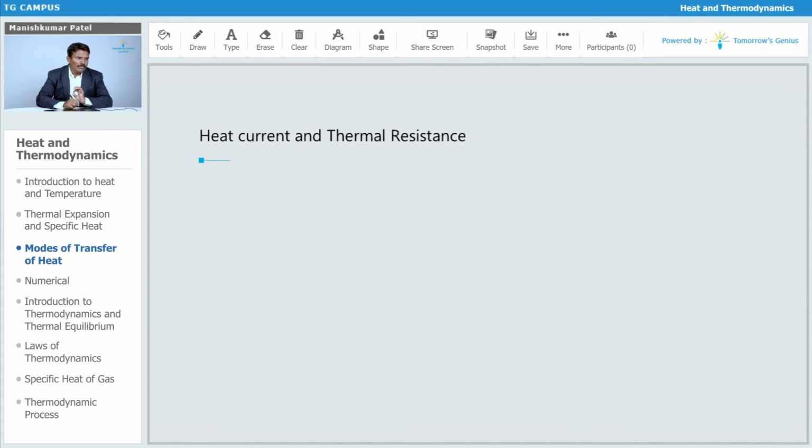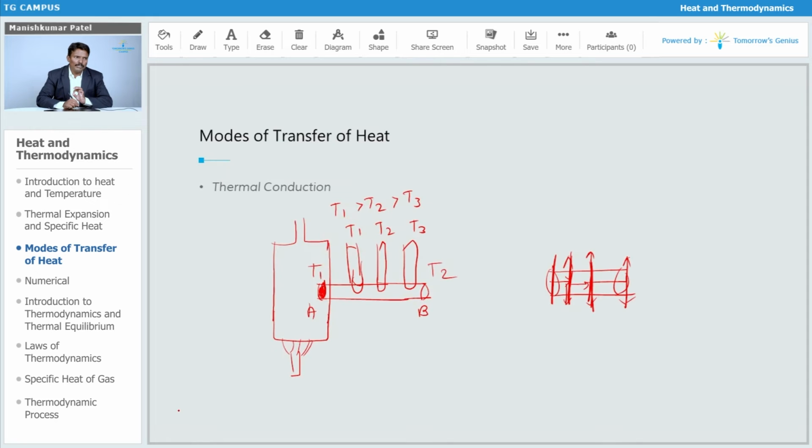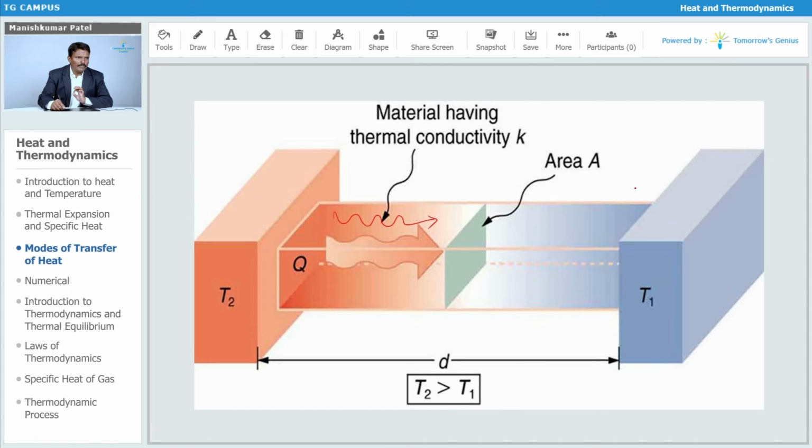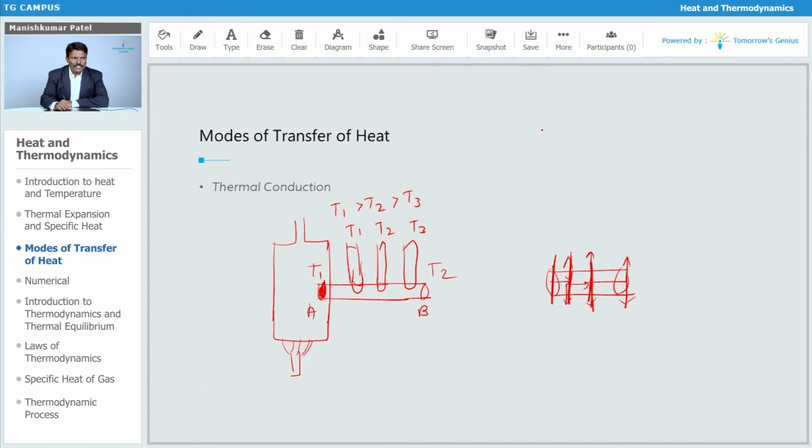Now for this case we can define one more thing, the flow of heat transfer, which we can write down. This H is the flow of heat between these two ends, and there has to be some cross-sectional area. So this heat Q is proportional to dT upon dx.